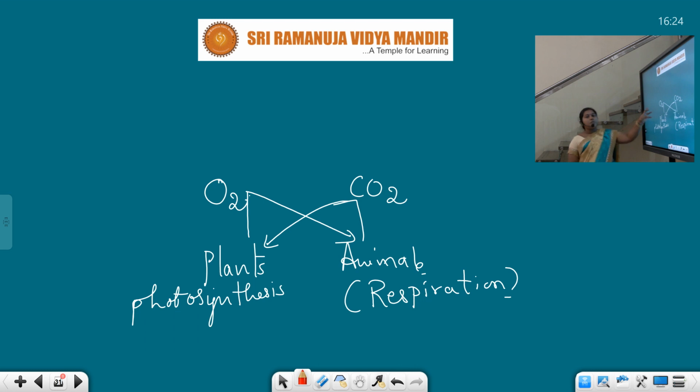See, these two things get balanced by the plants as well as animals. Plants do require the carbon dioxide, in the same way we require the oxygen. So both things get balanced by the animals as well as the plants.